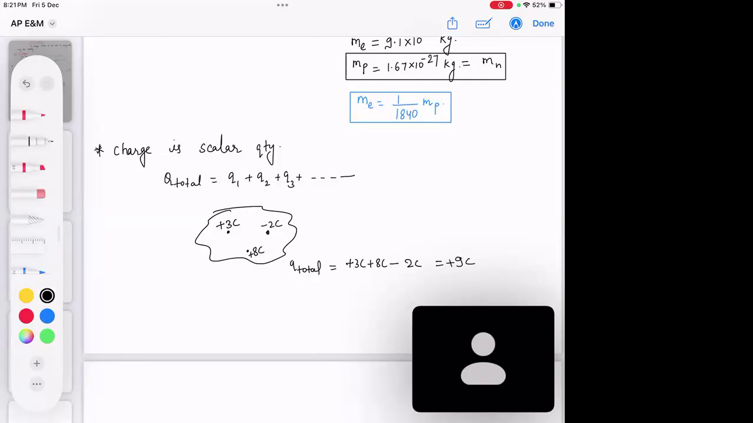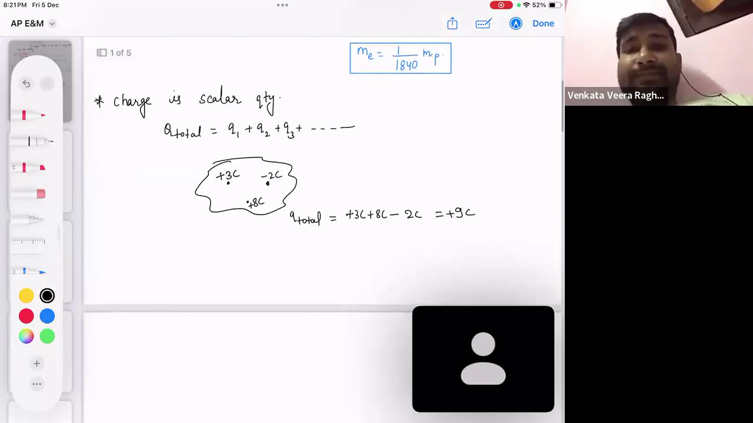The second thing about the charge is that it is a scalar quantity. Next point about the charge, tell me.